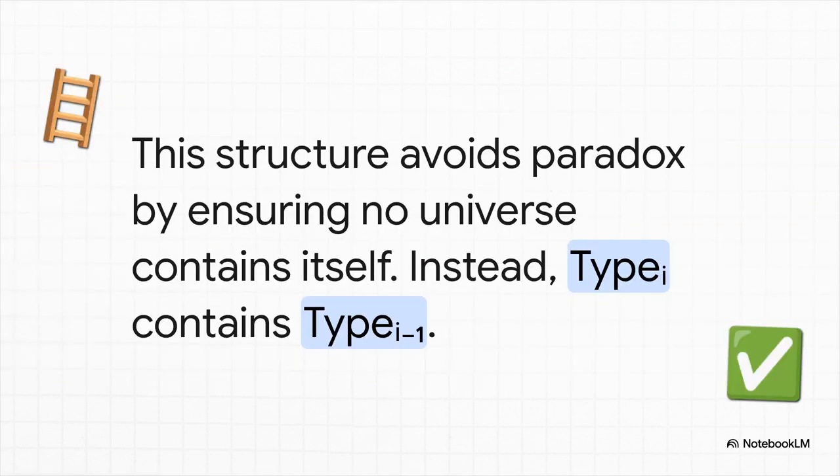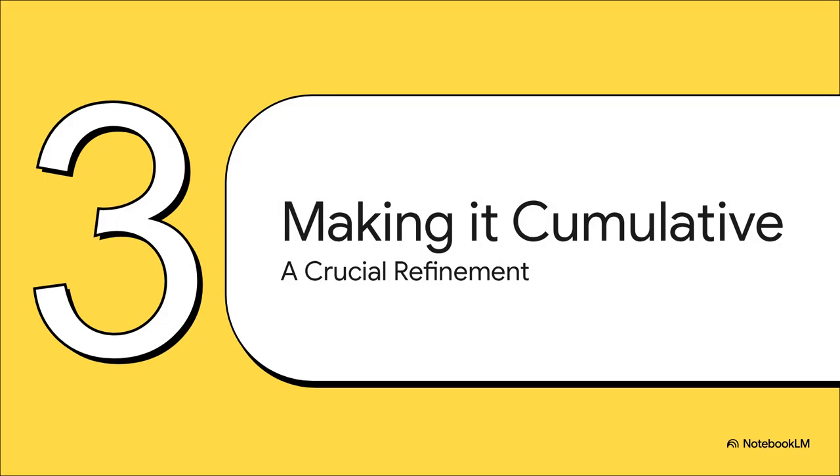And just like that, the paradox vanishes. By creating this infinite hierarchy, no universe ever tries to contain itself. It only contains the universe from the level directly below it. So type 0 lives inside type 1. Type 1 lives inside type 2. That whole problem of self-reference, it's gone. The system stays perfectly consistent. But we're not quite done. There's one more little refinement we need to make this ladder truly useful.